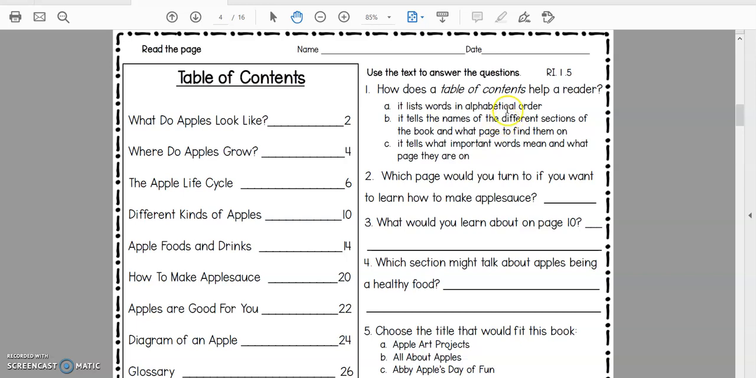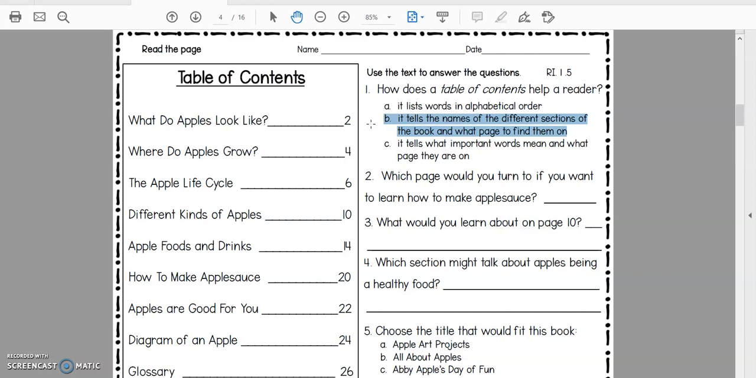I remember thinking back to when we were talking about a glossary, and that's going to tell me what the words mean, and they put them in alphabetical order. So I know it can't be A, and that's also very similar to C. So the correct answer must be B, which is it tells the names of different sections and what page I can find them on. So if you came up with B, you're correct.